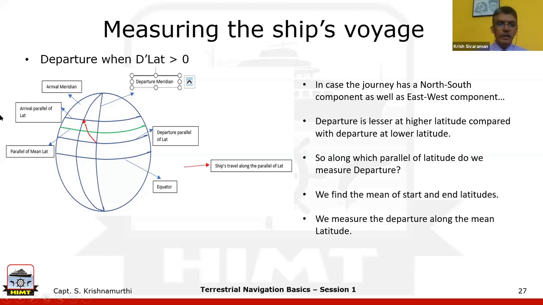So we measure the departure along the mean latitude. Whatever is the mean latitude, you measure the departure in knots. Remember, departure alone you measure in nautical miles, not in degrees and minutes. In units of distance, in nautical miles and cables. So that is the departure for this particular journey along this green line.